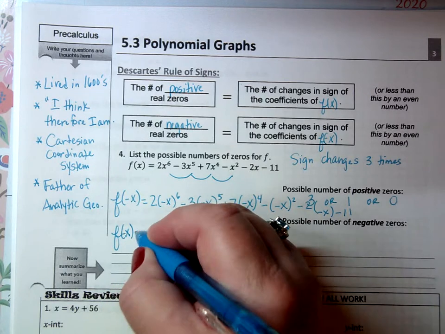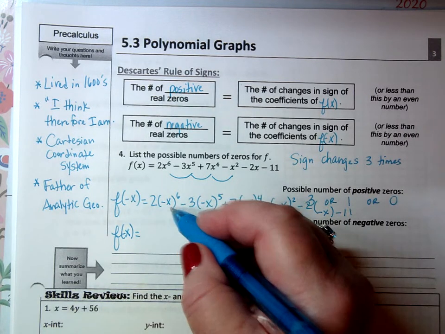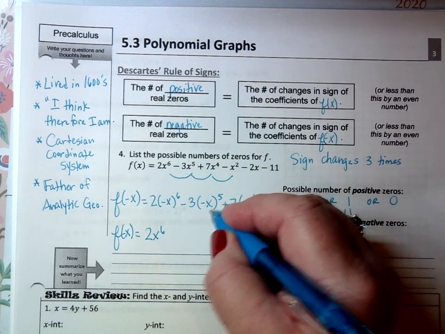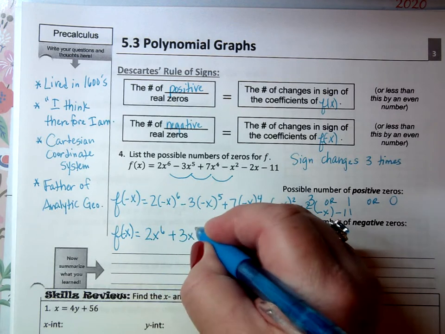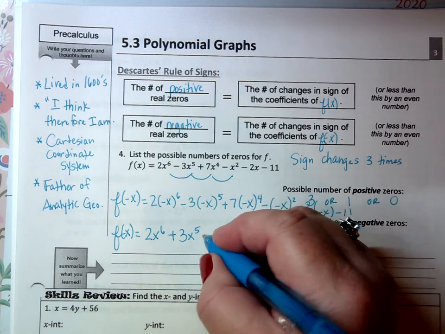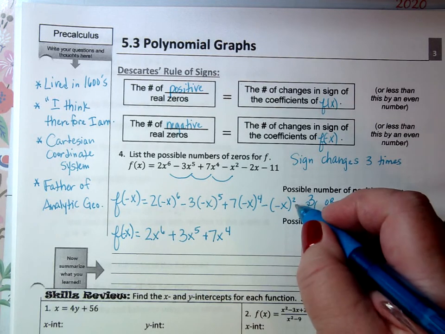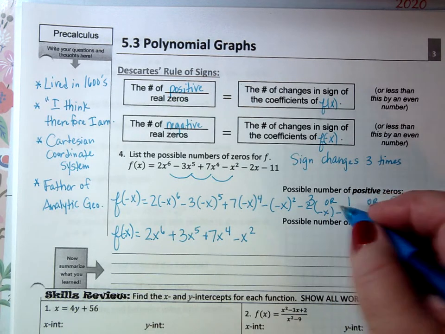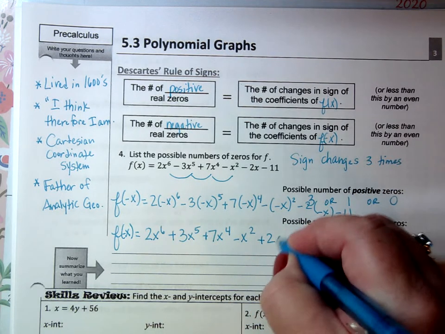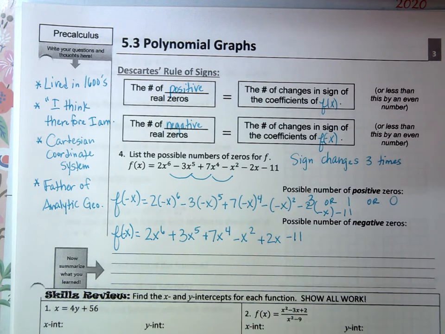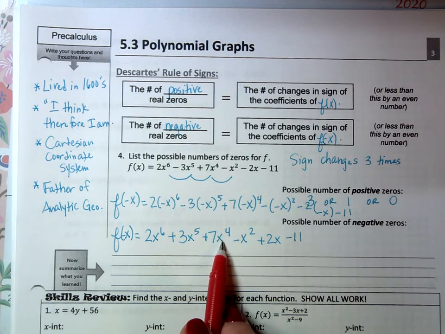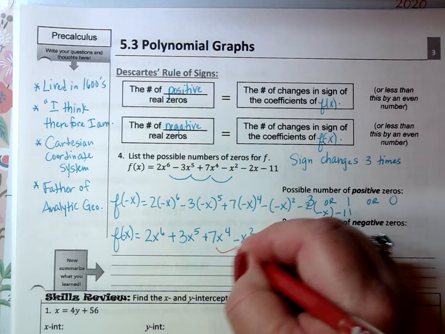Anything to an even power goes positive, so this is a 2x to the 6th. This one's going to be a negative x to the 5th, so it makes this a plus 3x to the 5th. This is going to be to an even power, so it's plus 7x to the 4th. This one is a square, so it's going to be x squared, so minus x squared. This one is negative 2 times negative x, so plus 2x, and then minus 11. How many sign changes do I have? I'm going to just change my color so you can see them. This was positive, positive. Okay, didn't change. Positive, positive, didn't change. Positive to negative, woohoo, there I go. There's one. Negative to positive, there's another one.